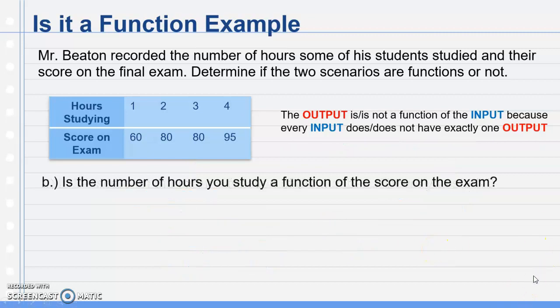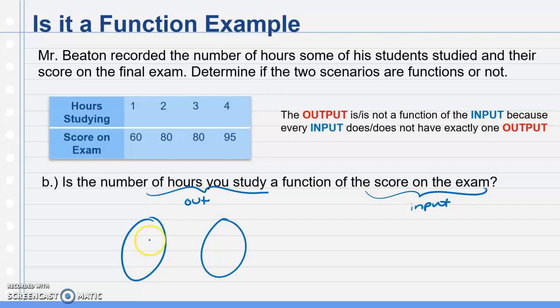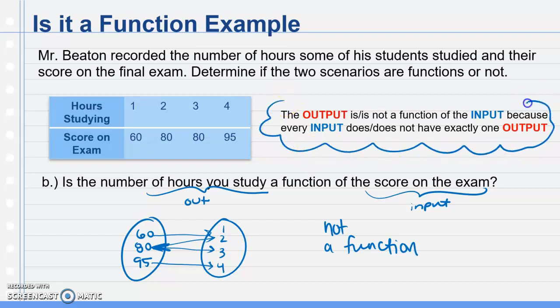Looking at the next example, we're going to change the question slightly. Is the number of hours you study, so that's our output, a function of the score you get? So drawing a mapping, my input this time would be 60, 80, and 95, and my output would be 1, 2, 3, and 4. 60 goes to 1, 80 goes to 2, 80 also goes to 3, and 95 goes to 4. So as you can see, 80 is an issue here, so this is not a function. If they ask you to write this out as a phrase, you could use this as a model and fill in the values for input and output that they are giving you.